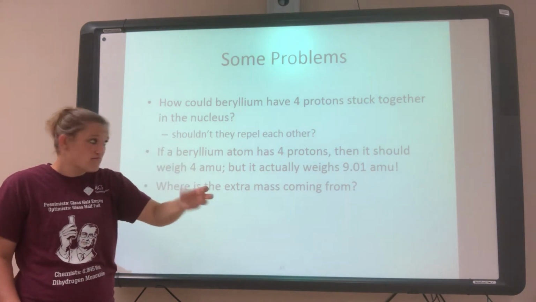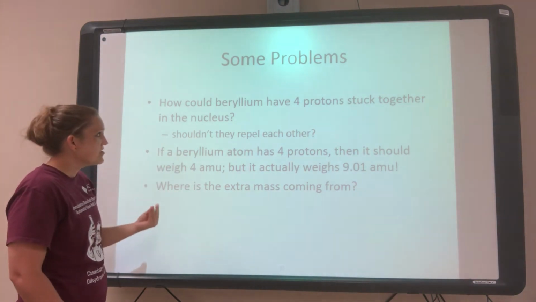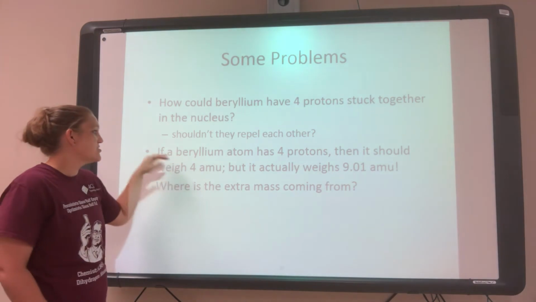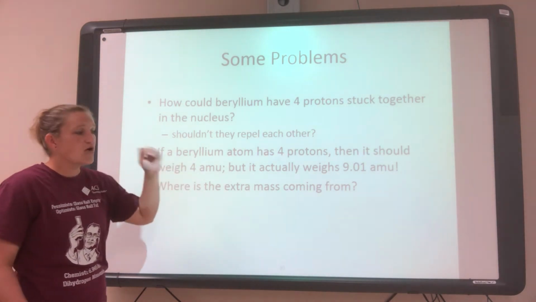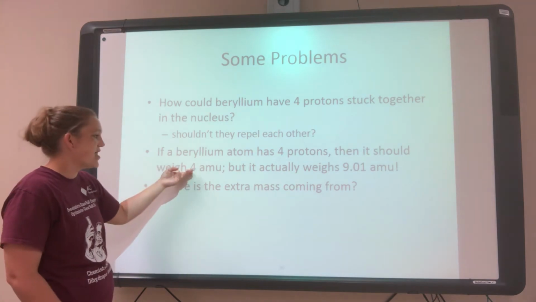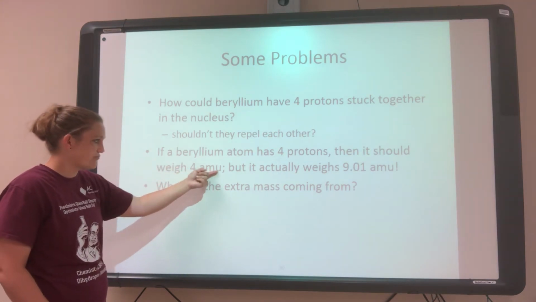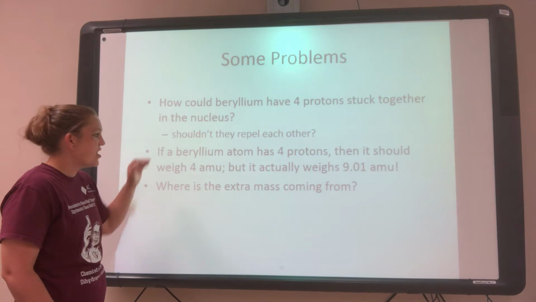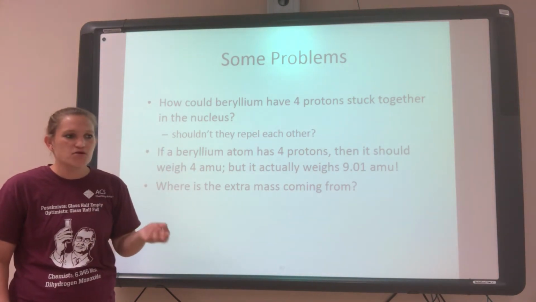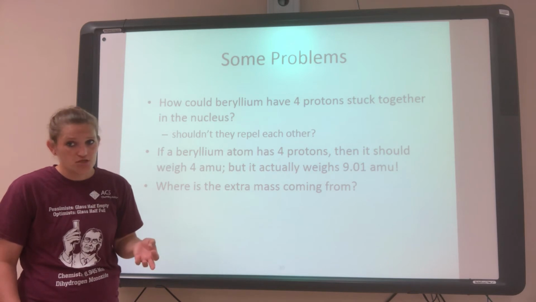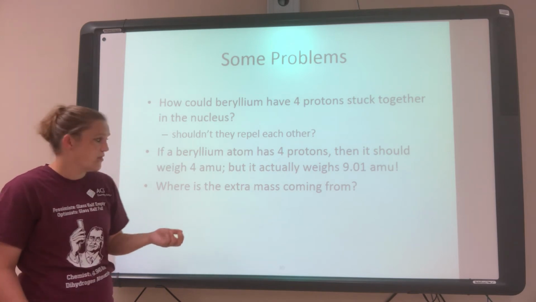What's preventing them from repelling? What's keeping them there? The other thing that Rutherford noticed was that if the beryllium atom has 4 protons, and the protons are the thing that has the weight, so say 4 atomic mass units, then my beryllium atom should just weigh 4. Because if the only thing I have in there is protons and electrons don't weigh that much, then my atom should just be 4.